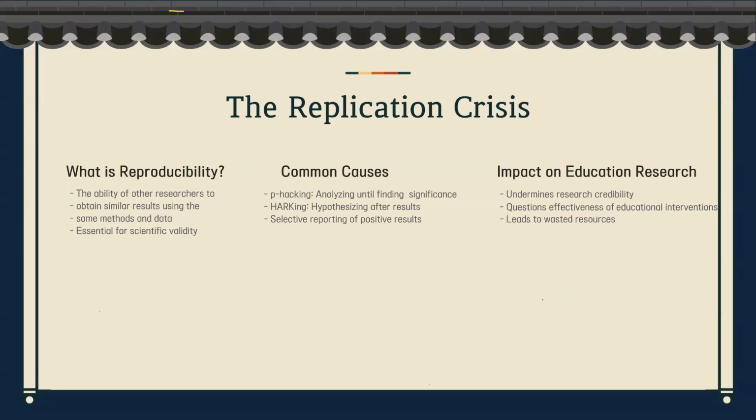Why is transparency important? Because of the replication crisis. Reproducibility is the ability of other researchers to get similar research results using the same method and data. This crisis is caused by practices like p-hacking, analyzing until finding significance, and selective reporting of only positive results. This undermines research credibility.